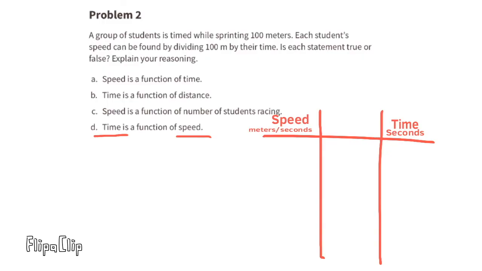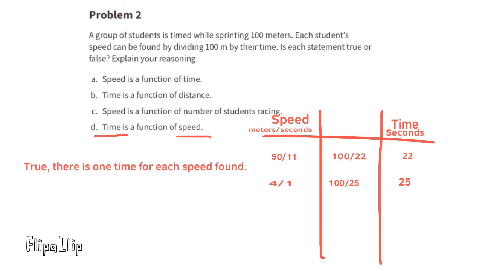Imagine that the input is speed, meters per second. So let's say that this person ran 50 meters in 11 seconds. The function could be 100 meters divided by 22 seconds, which is equivalent to 50 meters in 11 seconds. Imagine the input is 4/1. The function could be 100 meters divided by 25 seconds, if the time was 25 seconds. 100 over 25 is equivalent to 4/1, or 100 meters in 25 seconds is equivalent to 4 meters in 1 second. This is true. There is one time for each speed found.